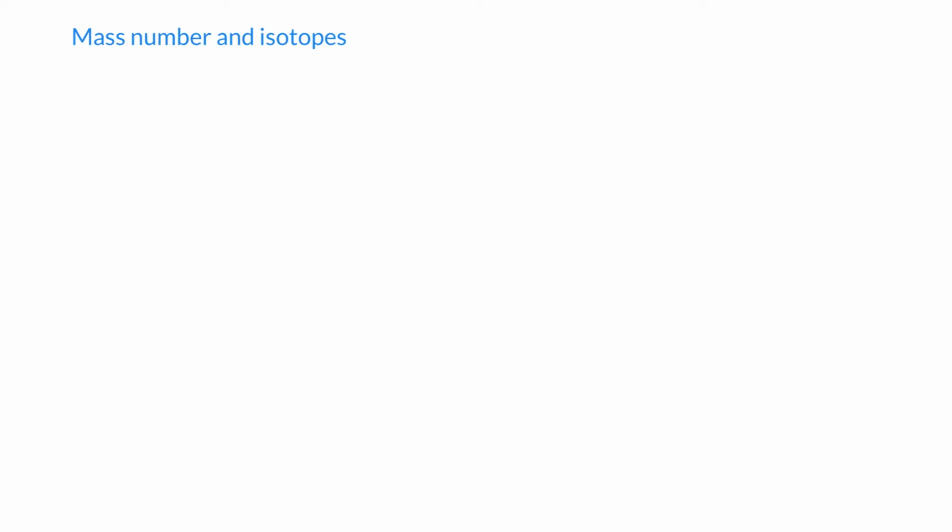Hi and welcome back. We're going to talk about mass number and isotopes. In the last video, we talked about atomic number. The atomic number is the number written above the element in a periodic table, and that's the number of protons.